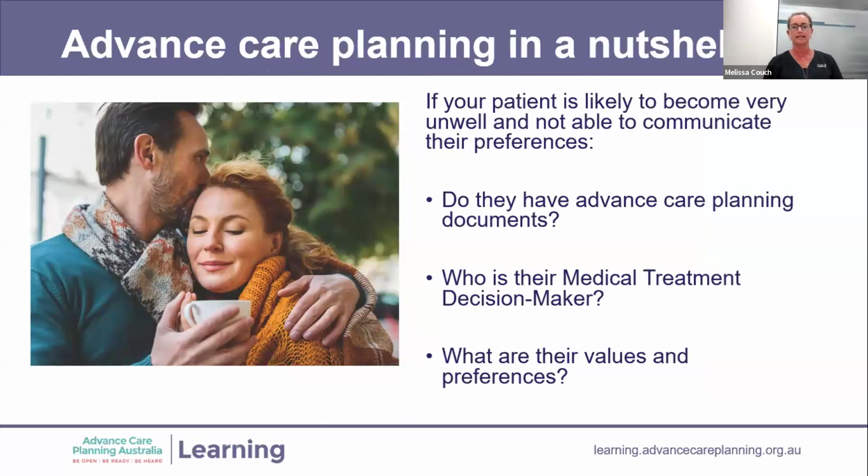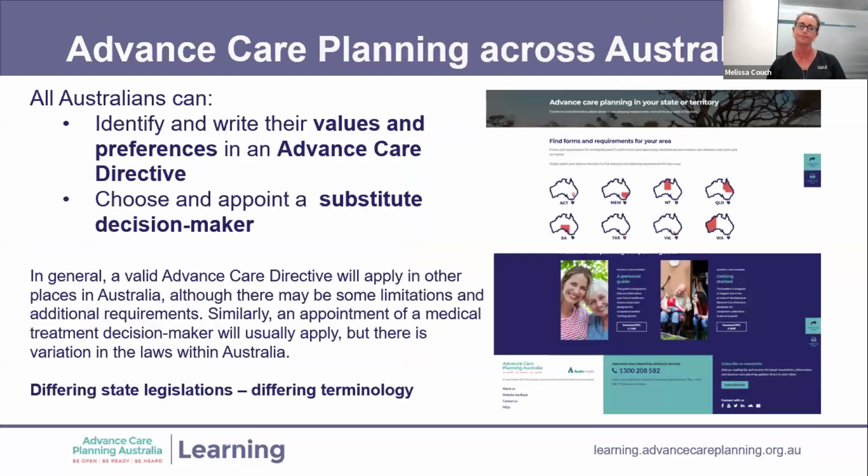So advanced care planning in a nutshell is really: if you are unwell and unable to make decisions for yourself, what are your preferences for medical treatment? One of the things is how do we know that someone might have an advanced care document? Where is it? Where can we store it as health professionals? And one of the big ones that I think is vital is, who is the medical treatment decision maker? What's their role? And do they know what their role is? And then, what are an individual's values and preferences for medical care?